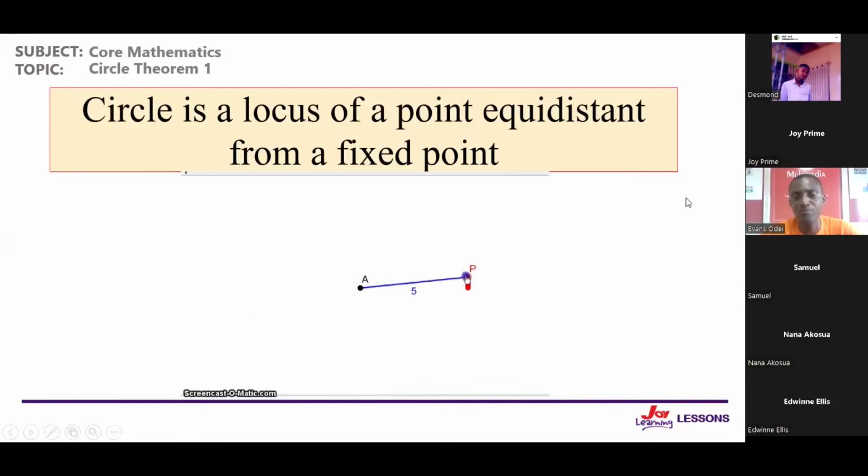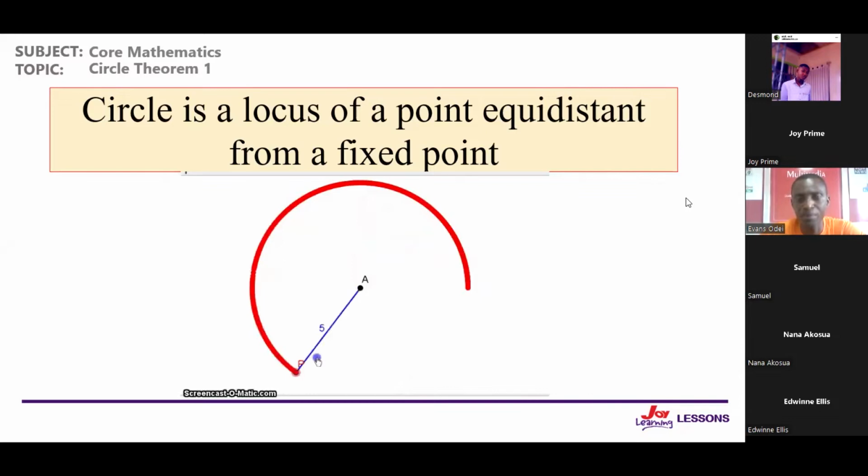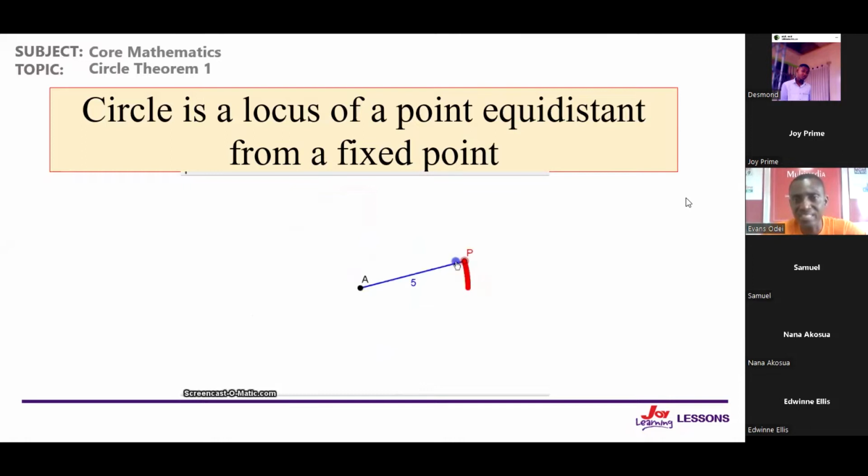And you can see from the diagram here that we have a fixed point and we have a mobile point. P is a mobile point and A is a fixed point. And so you can see that P is moving in such a way that it obeys a particular condition. The condition is that it must keep equal distance from the center. And by definition, we say a circle is a locus of a point equidistant, that means equal distance, from a fixed point, right?